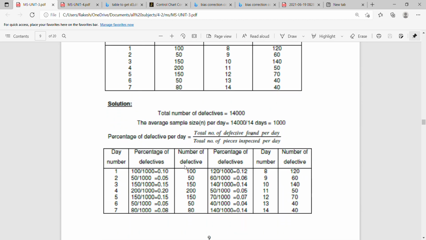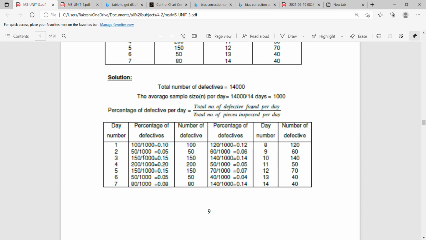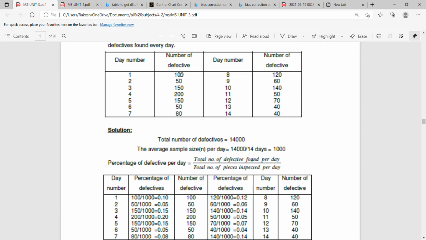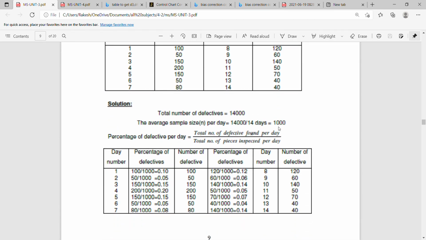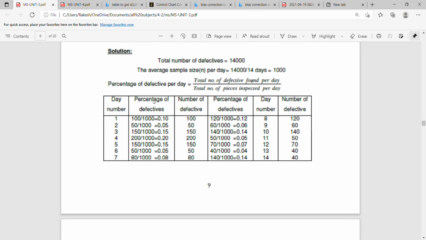Next, coming to percentage of defectives. As we have taken 1,000 for each day for 14 days, 100 defectives in 1,000 means the percentage is 0.10. 50 defectives in 1,000 means 0.05. We have to divide by 1,000 as we are calculating per day. For all 14 days we have to divide in this way. The number of defectives is what they have given in the question itself, so there is no need to write it here again. We just have to calculate the percentage of defectives for each day.